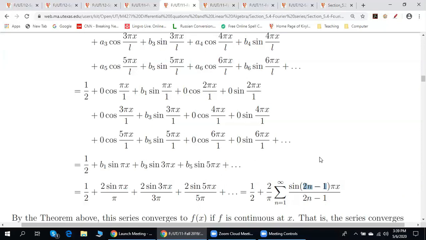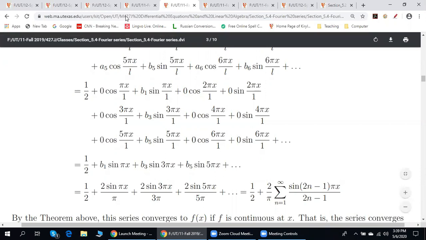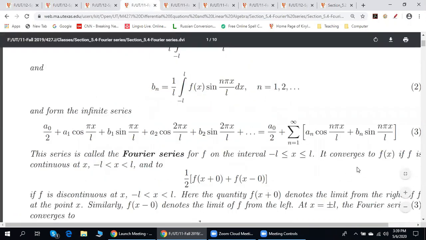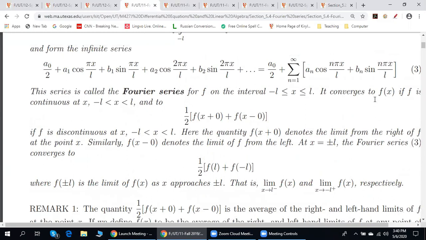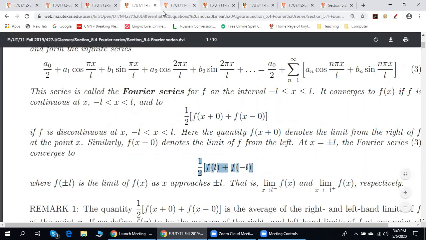Part 1 is done. What we see in front of us here is the Fourier series of our given function. Part 2, we have to determine at which points our series converges to f of x, at which points our series converges to this and to this. So here's how we do it.